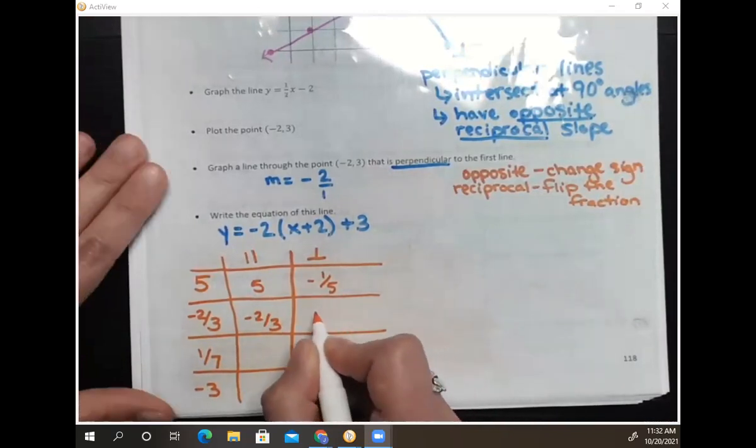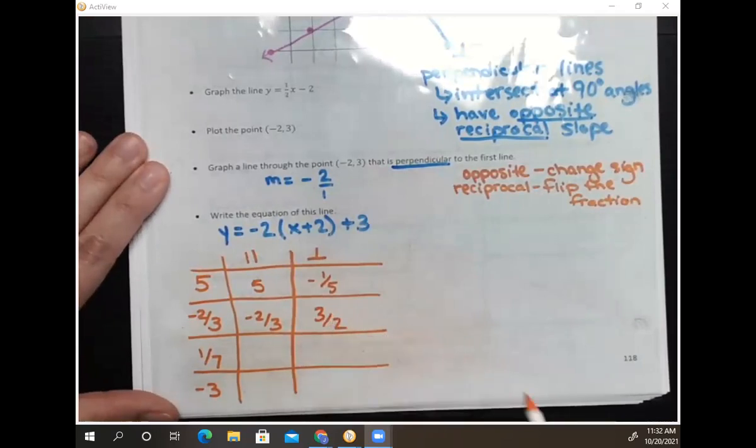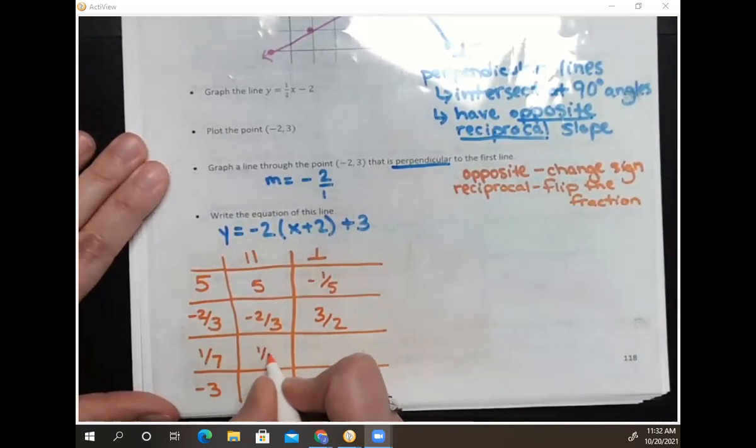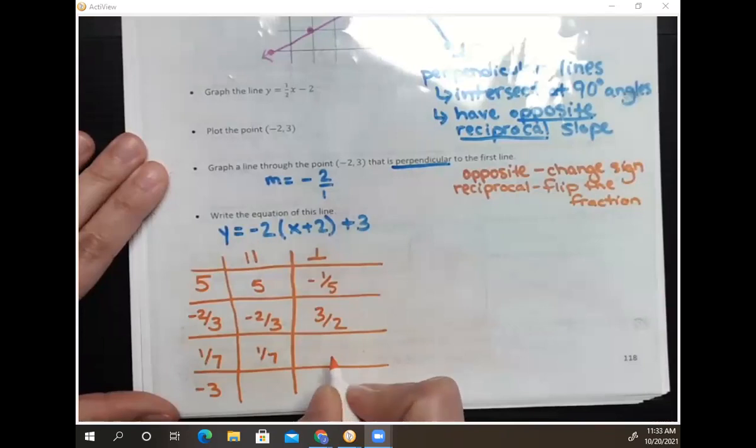And then how about our perpendicular line? 3/2. It's going to be positive because opposite. We want the opposite sign. Positive 3/2. How about if our slope is 1/7? What's our parallel slope? 1/7. What's our perpendicular slope? -7. Or if you want -7/1, that works too. And then finally, if our line has a slope of -3, what's the slope of the parallel line? -3 or -3/1. And then how about our perpendicular line? 1/3, 1/3.